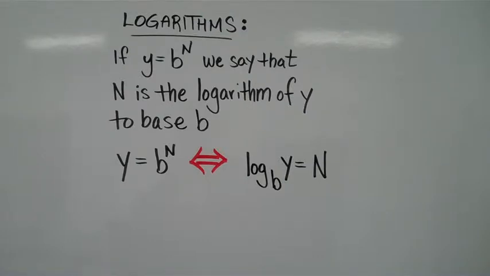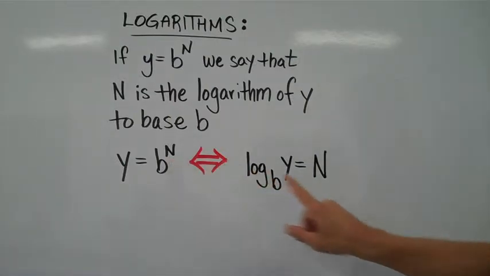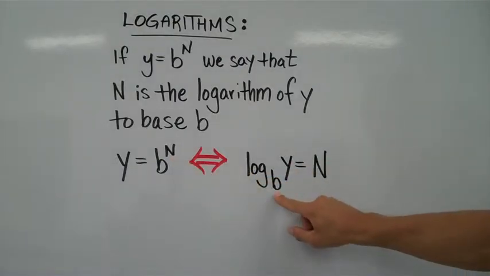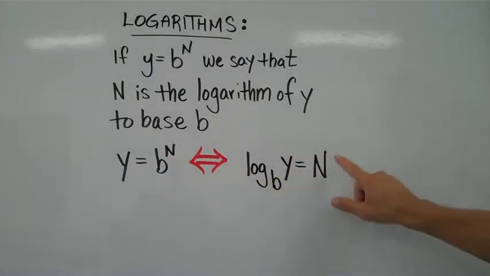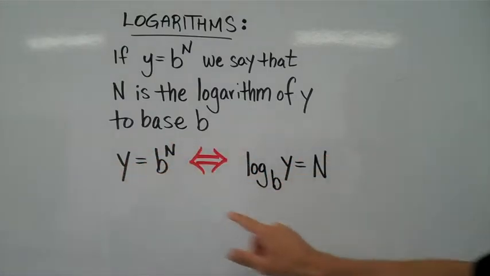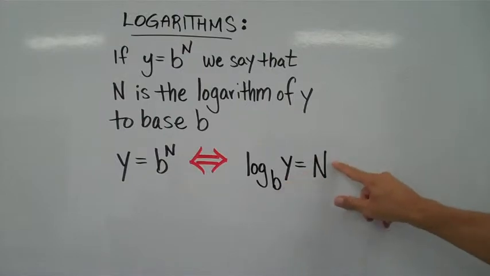Exponential functions and logarithmic functions are related. They are inverses. y equals b to the n is transformed into log base b of y equals n. Notice, the n is the exponent. The answer to a log problem is the exponent. This is saying b to what exponent n gives you y. The base to this exponent gives you the y.